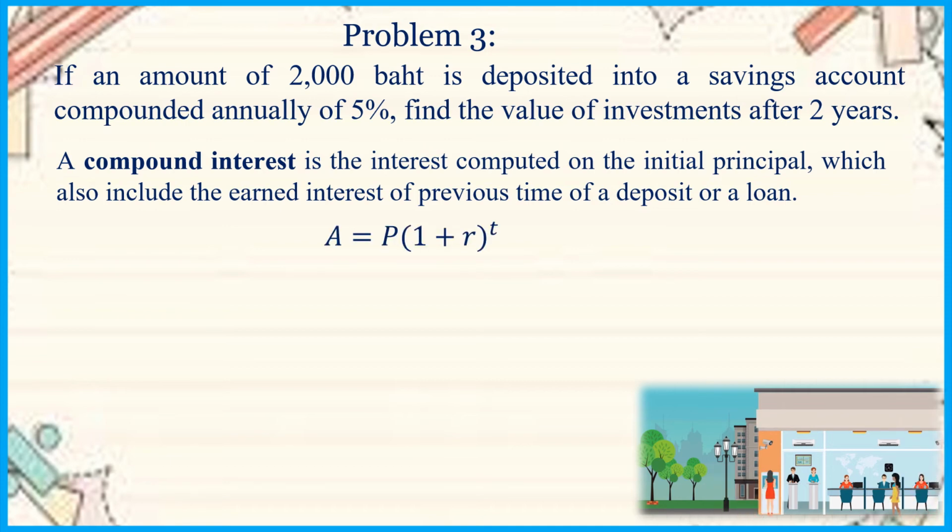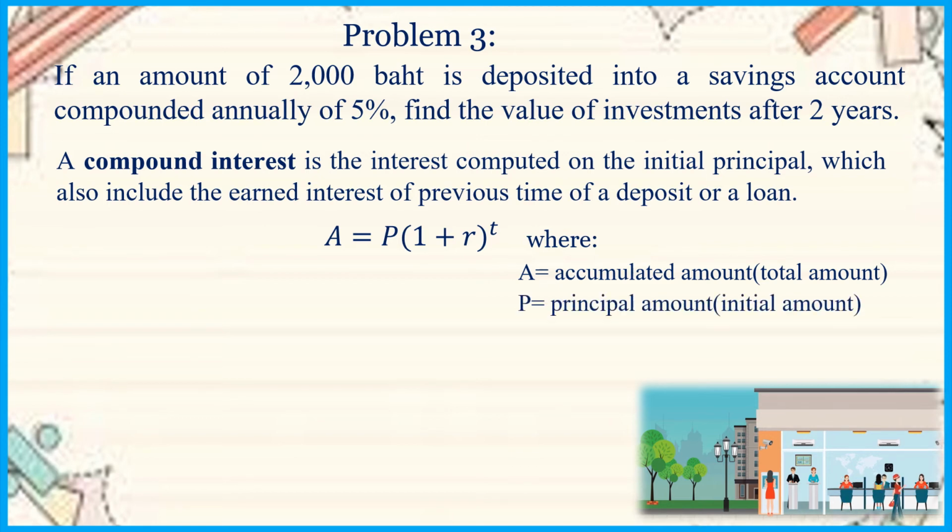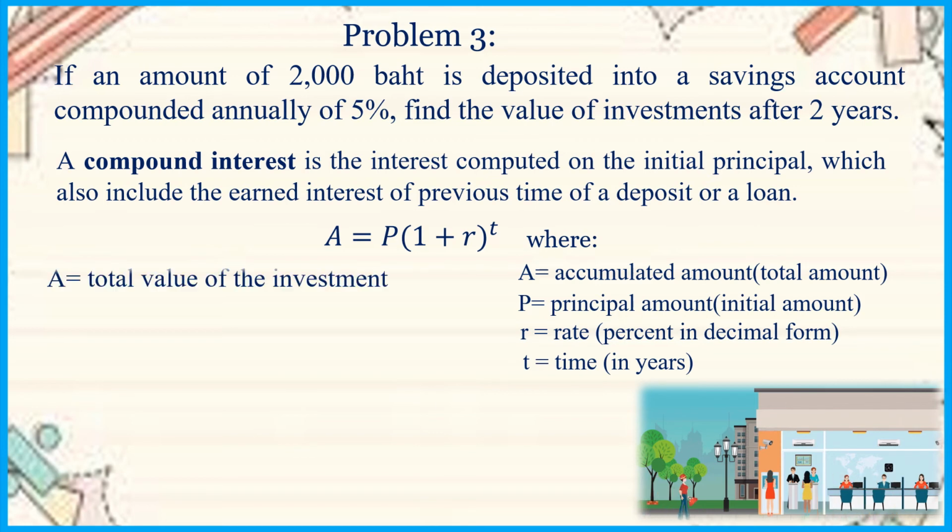So we are going to use the formula A is equal to P times 1 plus R to the T. To understand the formula, A is the accumulated amount or the total amount. P is equal to the principal amount or initial amount. R is equal to the rate in percent, and we are going to write it in decimal form. And T is equal to time in years. So let us identify our A, P, R, and T from the problem.